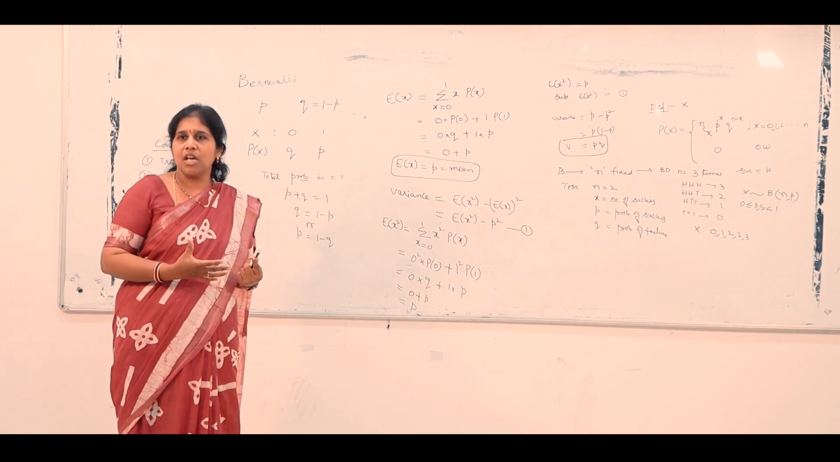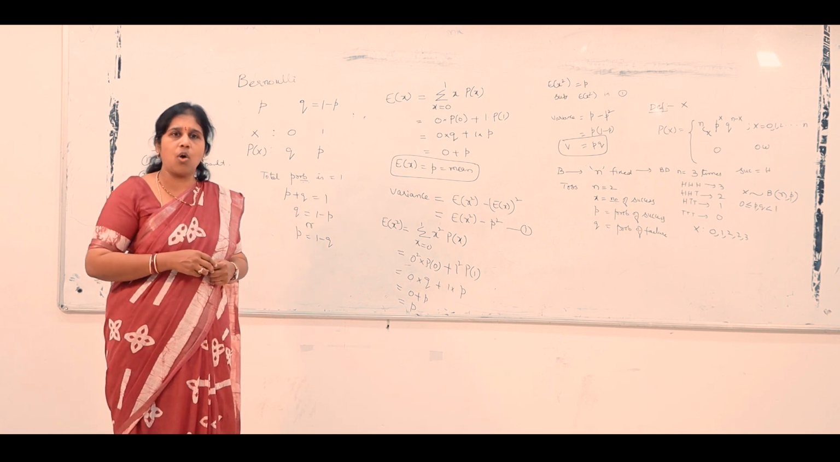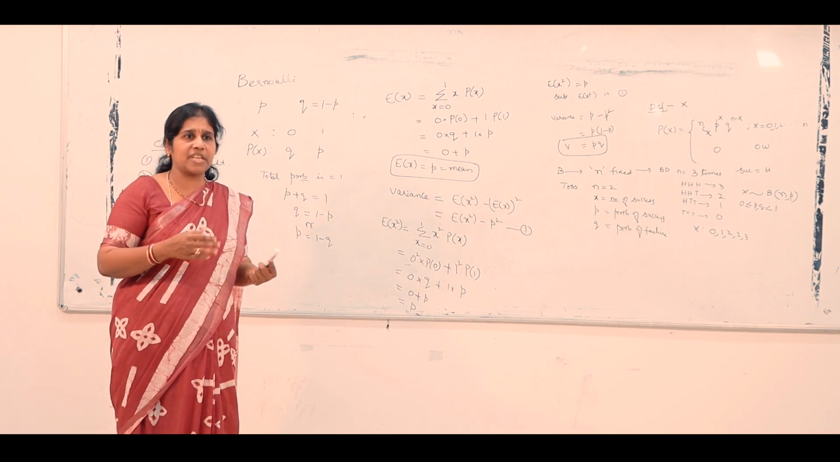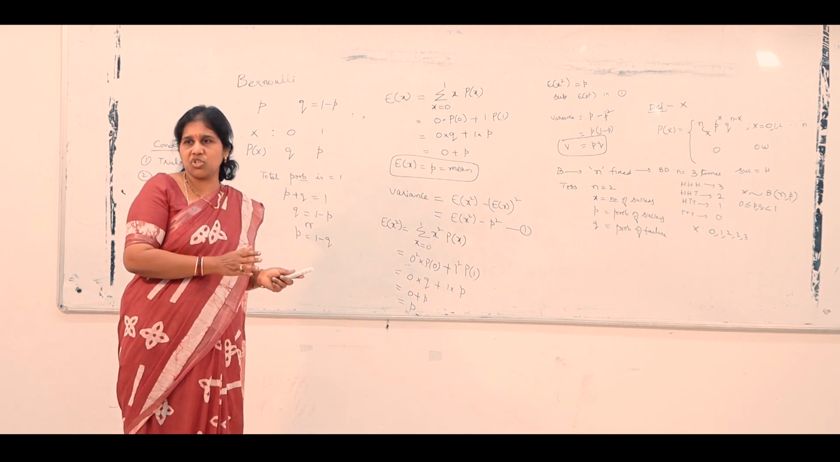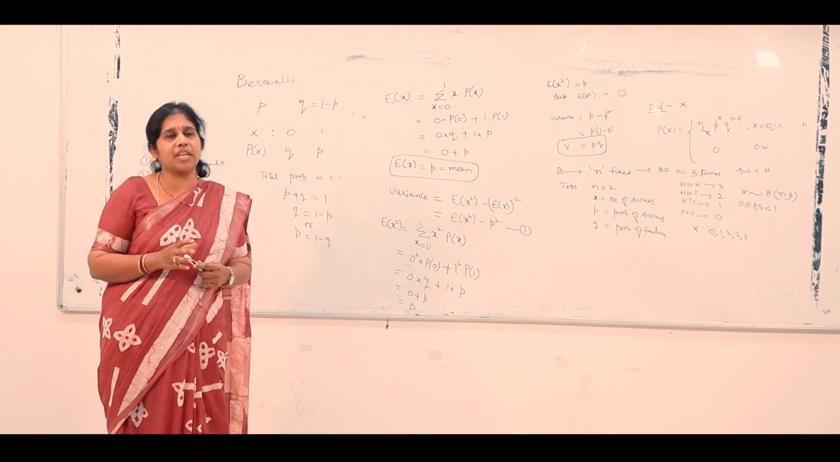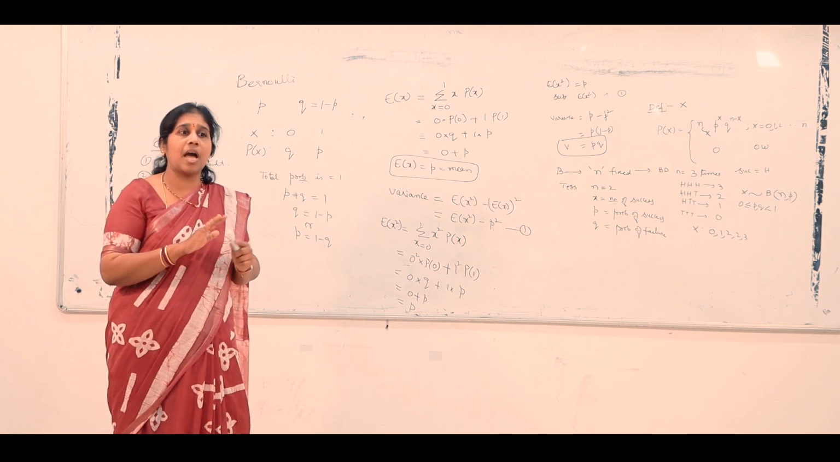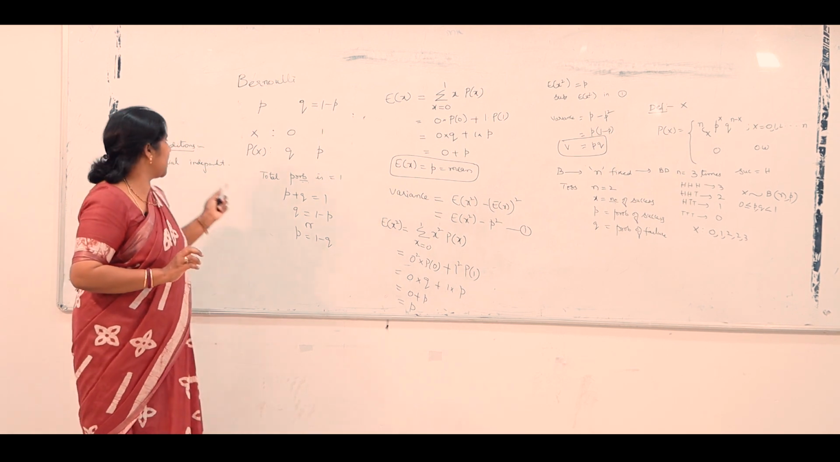First time you got head. Does it affect the second outcome? First time you got head, so second time will you get tail? No, it's not like that. The outcome of the first trial will not affect the outcome of the second trial. They're completely independent of each other.